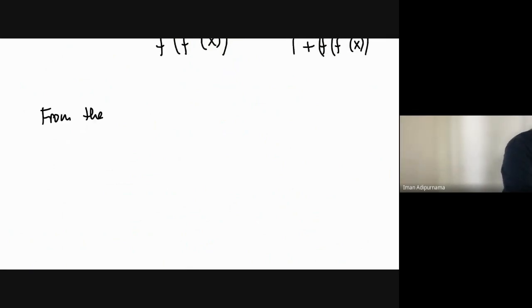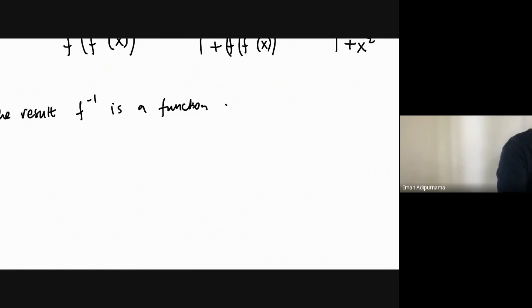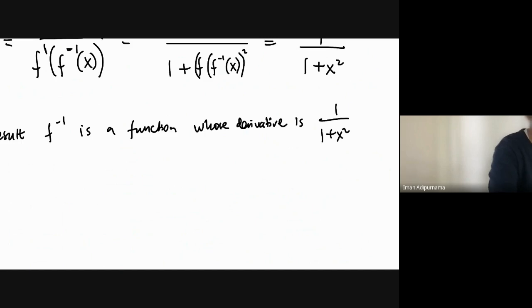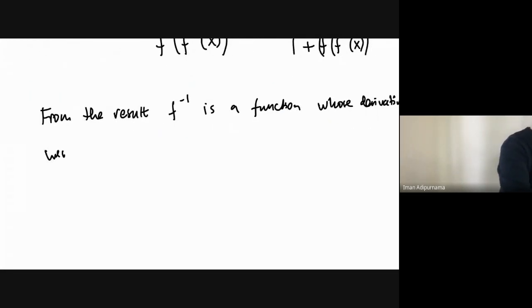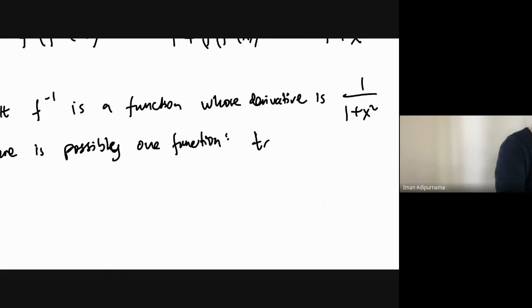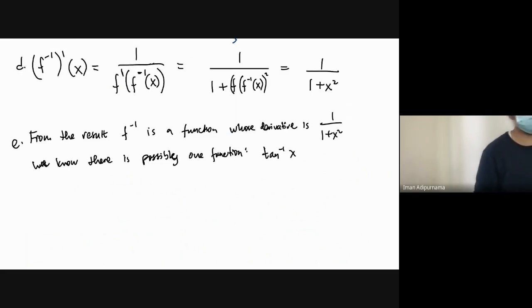So from the result, f inverse is a function whose derivative is this, and we know there is possibly one function that is tangent inverse of x. This is number D. So the f inverse of x is tangent inverse of x, and the f of x is tangent of x. Sorry.